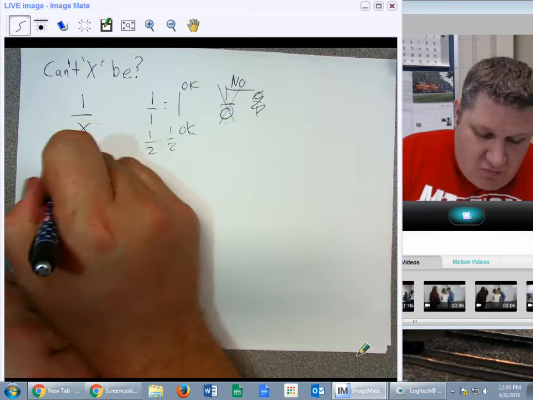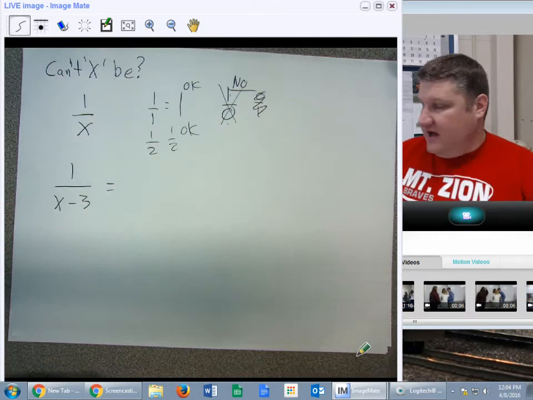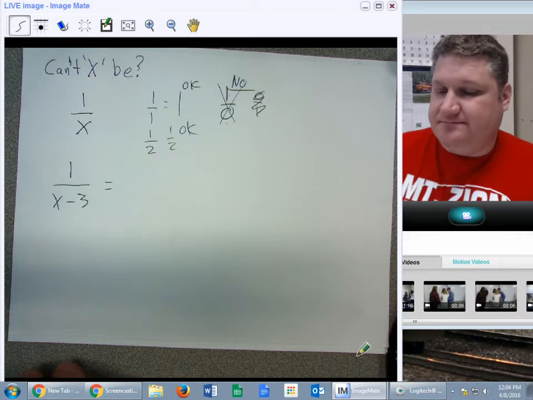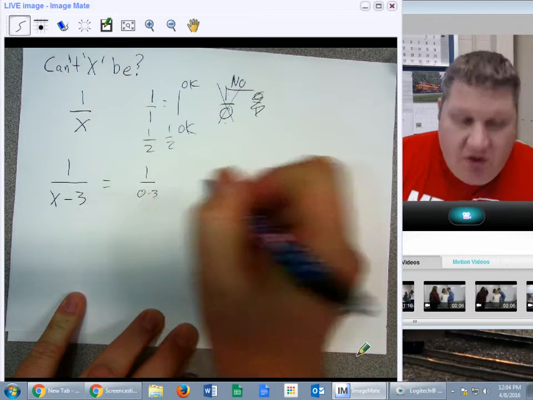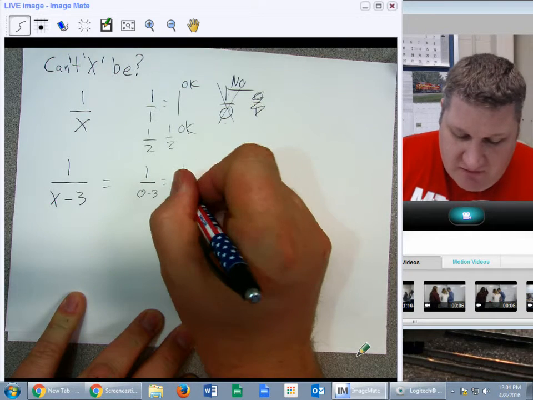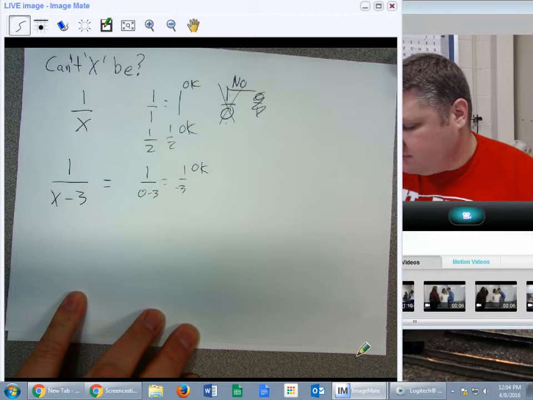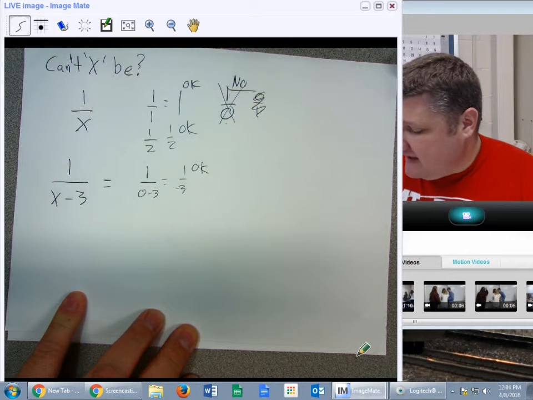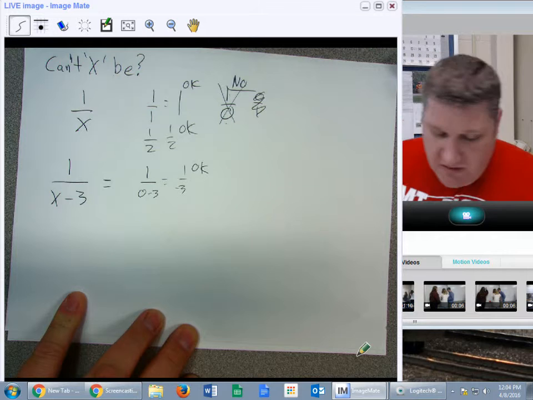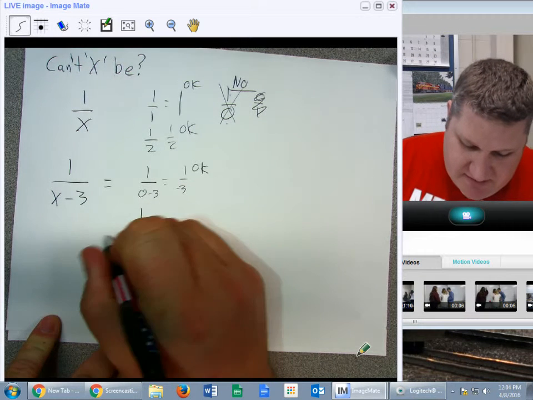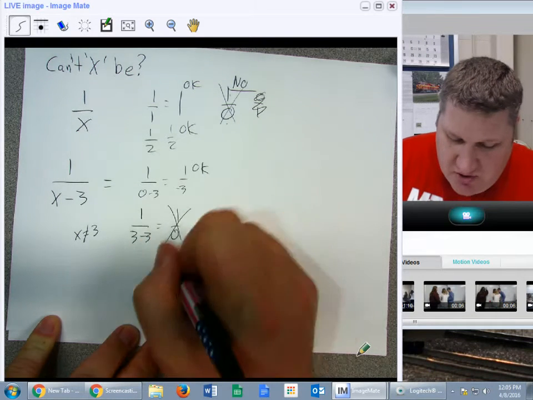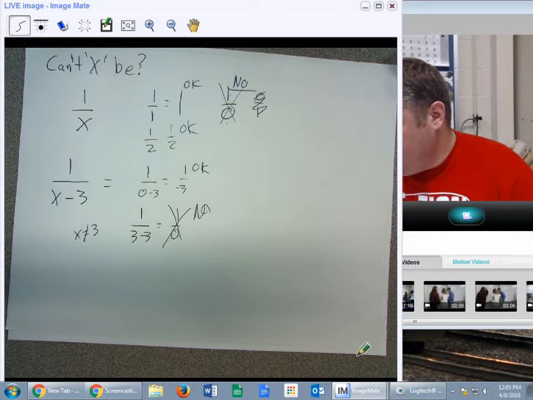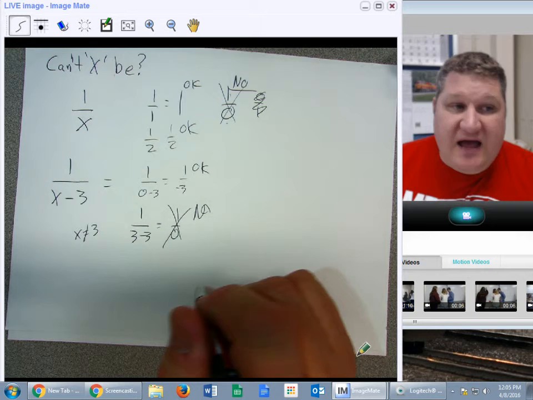So if I have 1 over X minus 3, what can't X be? X can totally be 0. It's a trick question because 0 minus 3 would be -3, and 1 over -3 is okay. So what can't it be? 3. It can't be +3. Why? It cannot equal 3, because 3 minus 3 is 0, and 1 over 0 is no good. That is bad. So you can't have that.